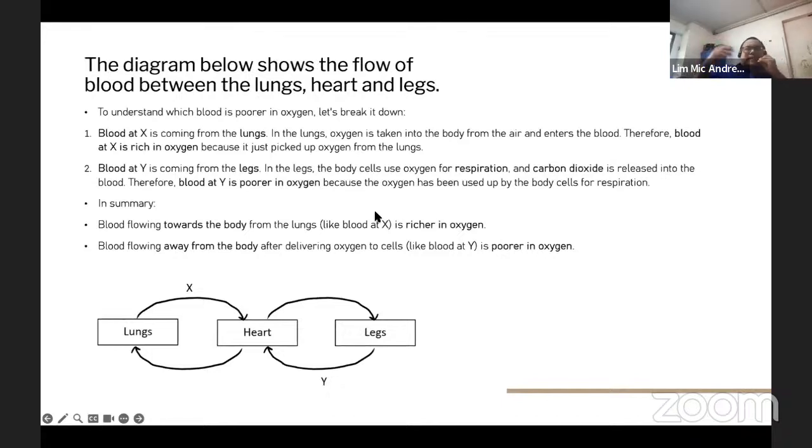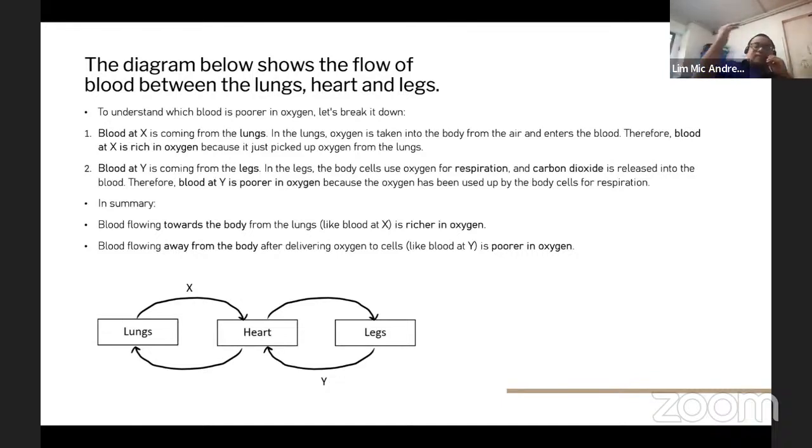Now, after talking about the electrical system and the plant system, we look at the human system. The most famous question of all in this chapter on the human transport system is that the teacher will give you a diagram, as shown in this example, and ask: all right, students, please tell me which arrow shows the blood that is poor in oxygen. When you say poor in oxygen, what does it mean? It means the level of oxygen is very low.